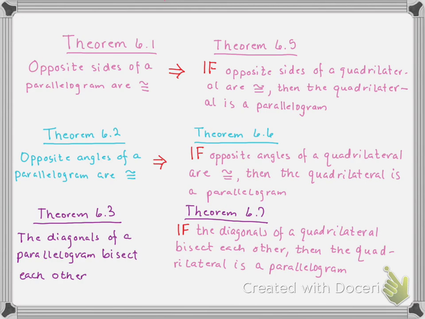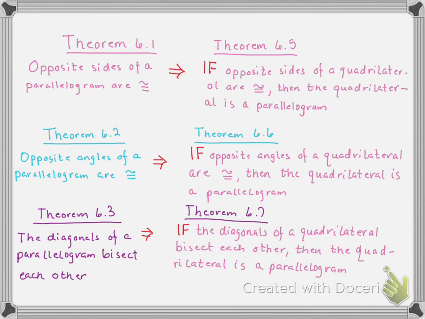Theorem 6.2 says opposite angles of a parallelogram are congruent. And then theorem 6.6 says if opposite angles of a quadrilateral are congruent, then that quadrilateral is a parallelogram. And 6.3 says the diagonals of a parallelogram bisect each other, whereas theorem 6.7 says if the diagonals of a quadrilateral bisect each other, then that quadrilateral is a parallelogram.